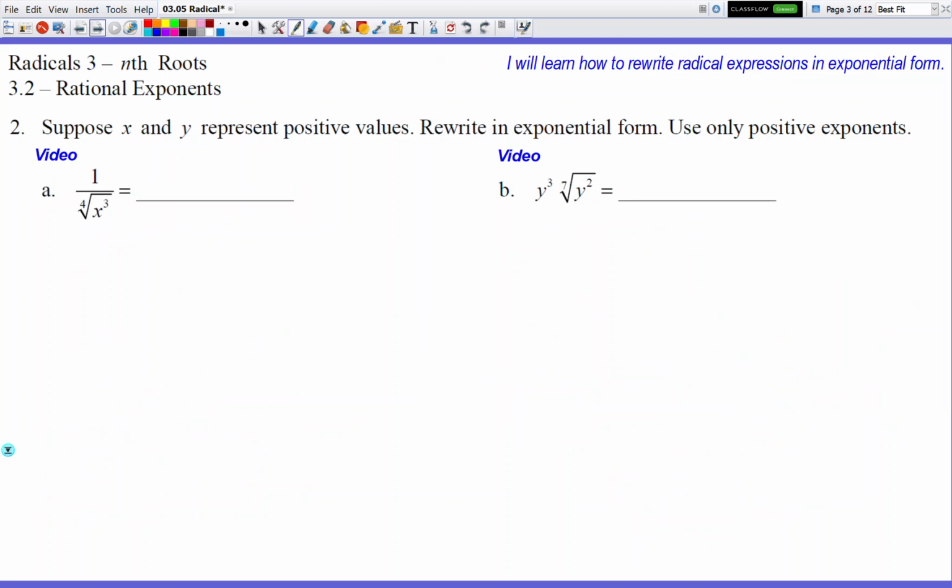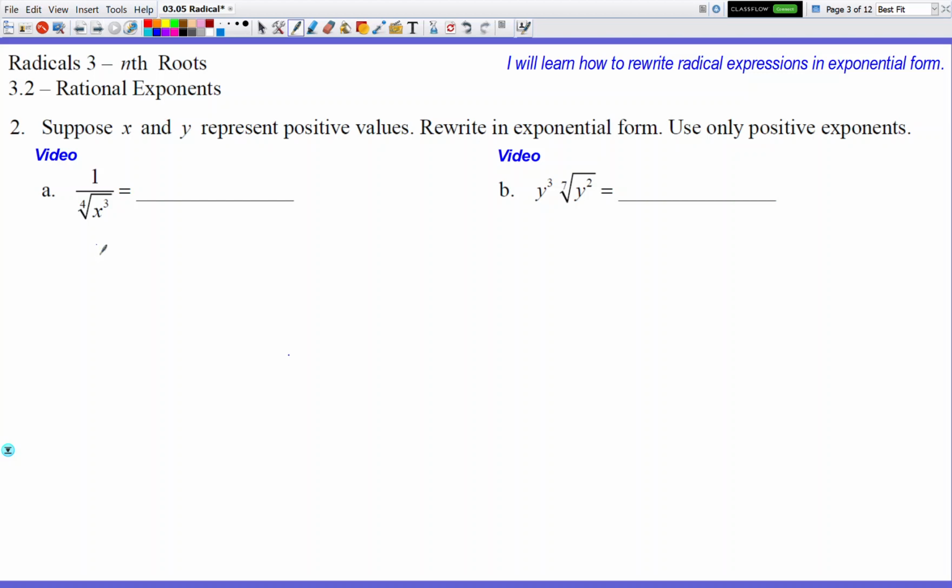Number 2. Okay, so now we're going to go the opposite direction. In the first 4 problems that I just did, we went from exponent form to radical form. In problem 2, we're going to go the opposite direction. We're going to go from radical form into exponent form. Okay, so we're just going to have to take apart what we did in the previous problems.